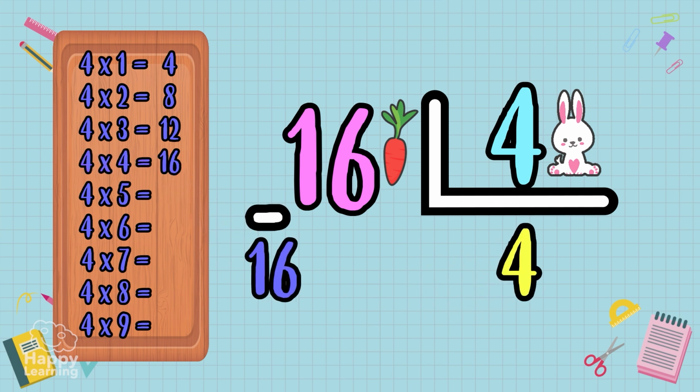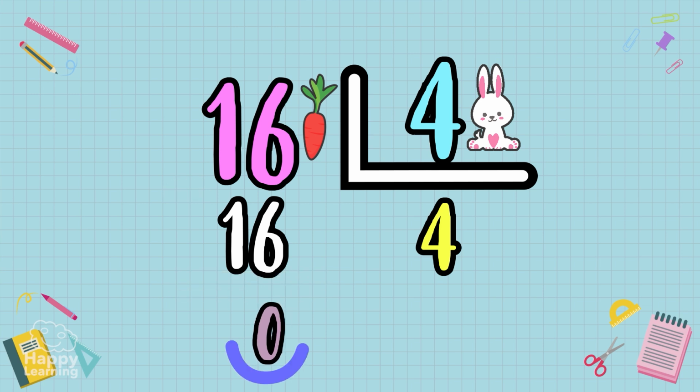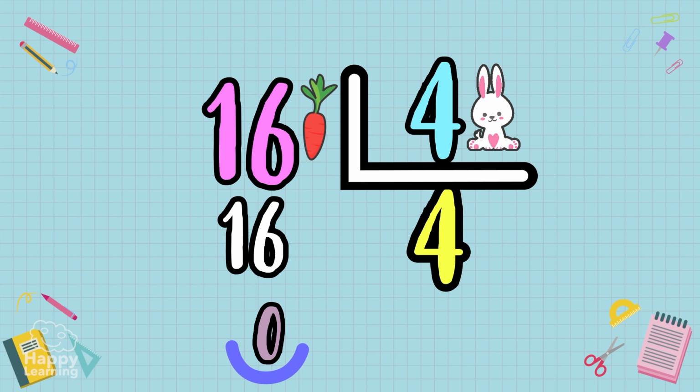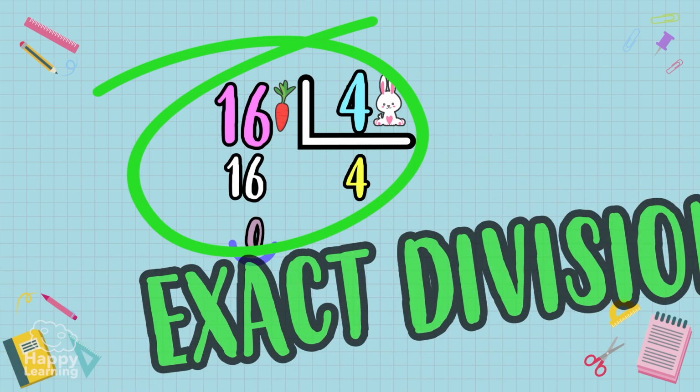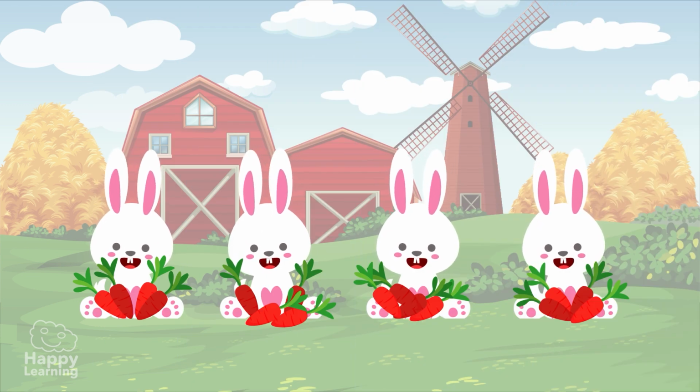Now we subtract 16 from 16. And as we don't have anything left, under the 16, we put a 0. So, 16 divided by 4 equals 4. And we don't have any carrots left over. The division is exact. Look how happy the rabbits are.